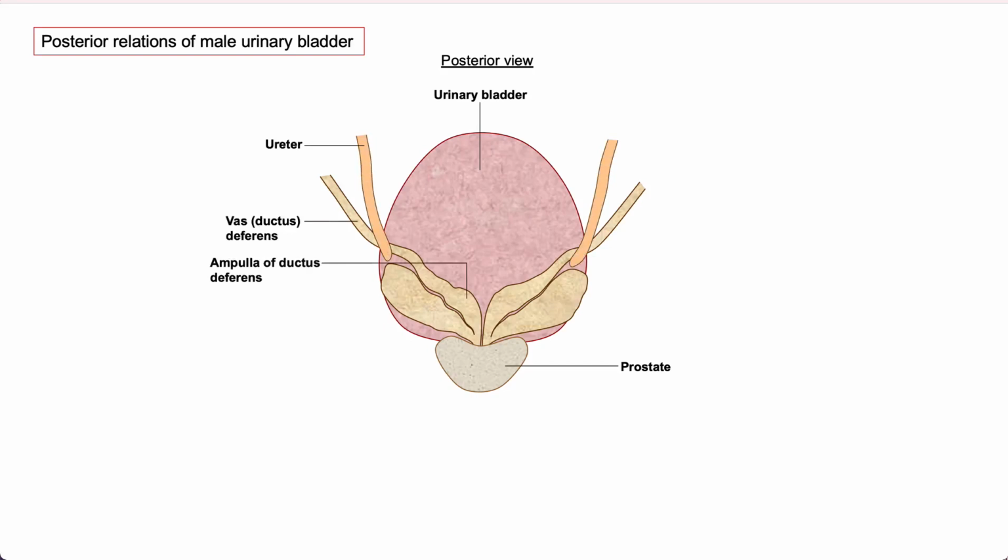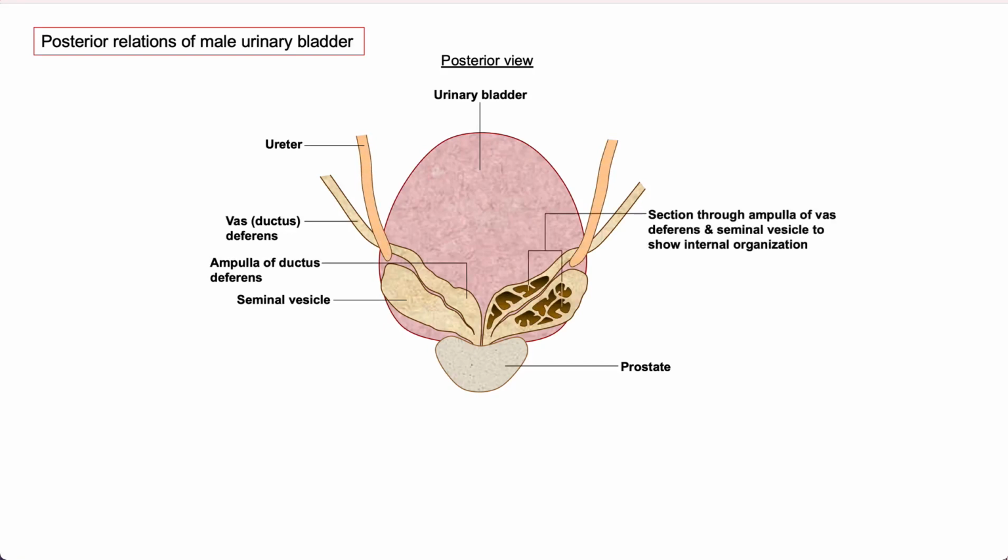The ampulla part of the vas deferens or ductus deferens, and this is the seminal vesicle, and you can see inside there is a cave-like appearance. And this is the beginning of the ejaculatory duct, as I told you, and this is the urethra.